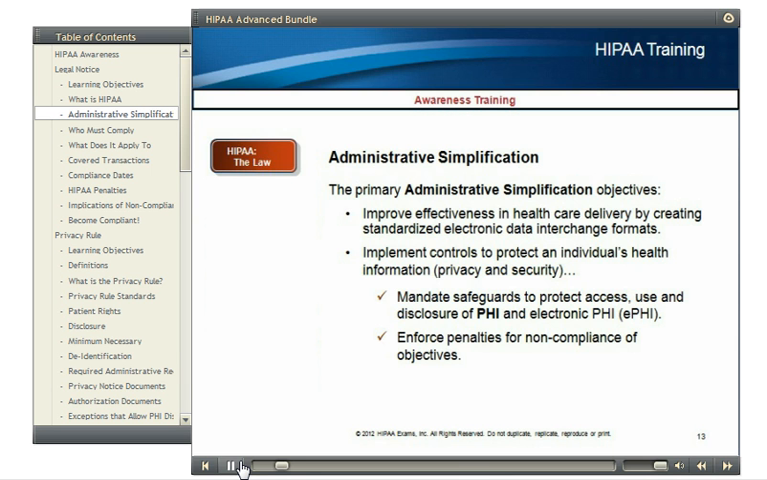Administrative simplification. The primary administrative simplification objectives: improve effectiveness in healthcare delivery by creating standardized electronic data interchange formats. Implement controls to protect an individual's health information, privacy, and security. Mandate safeguards to protect access, use, and disclosure of PHI and electronic PHI, ePHI. Enforce penalties for non-compliance of objectives.